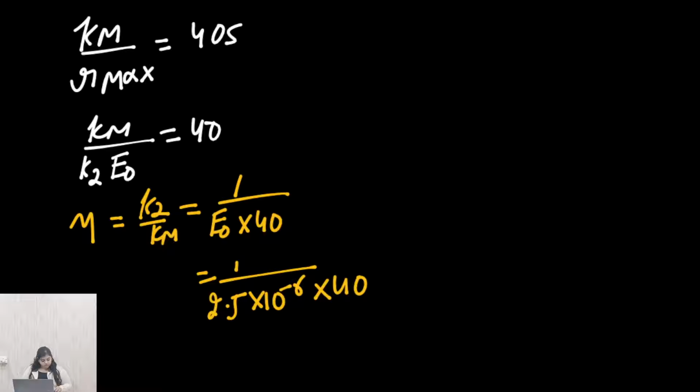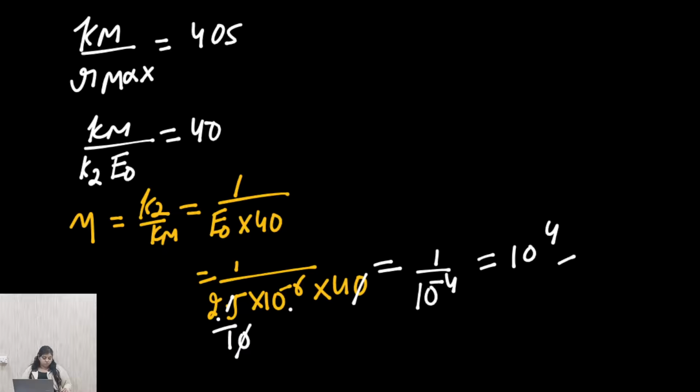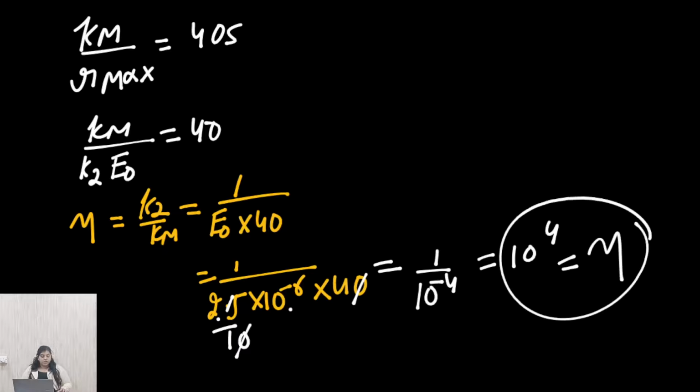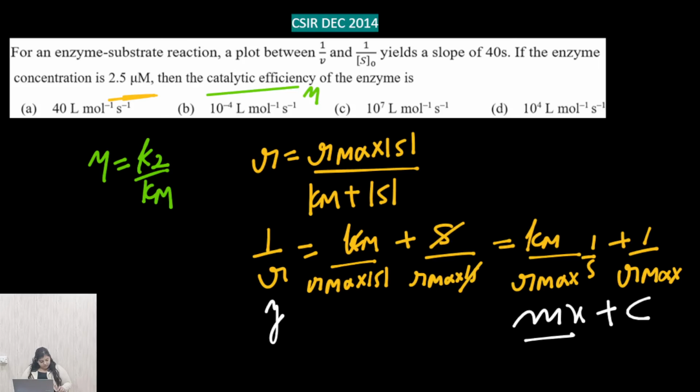So this decimal will be over here. This and this get cancelled. 25 fours are 100, so it becomes 10 raised to the power of minus 4. Going to the numerator, it becomes 10 raised to the power of 4. That is your catalytic efficiency. That means the correct answer is the option 10 raised to the power of 4, so option D becomes the correct answer.